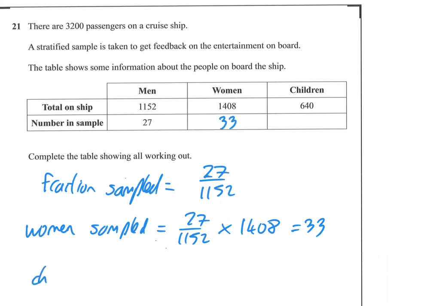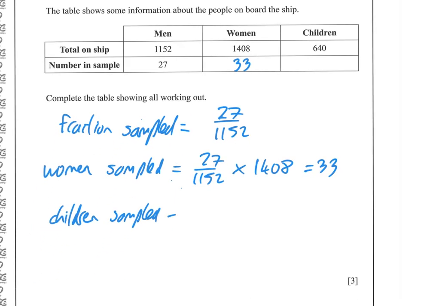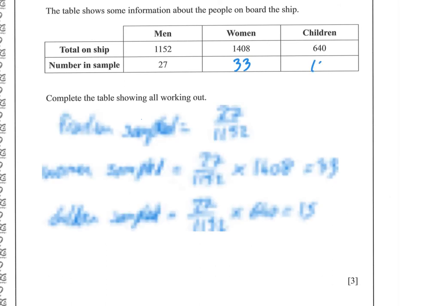For the children sampled, again, it's the same fraction, so 27 over 1152, and then times the number of children, which is 640. And when I worked that out, I got 15, and that's it.